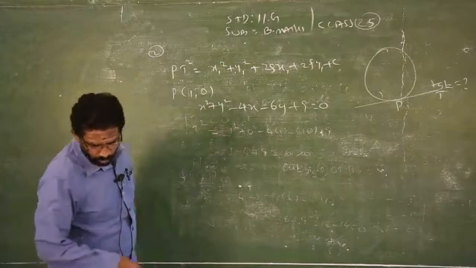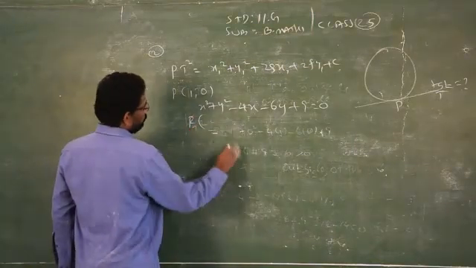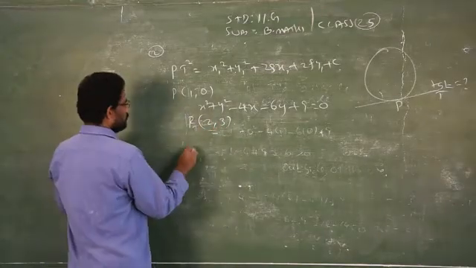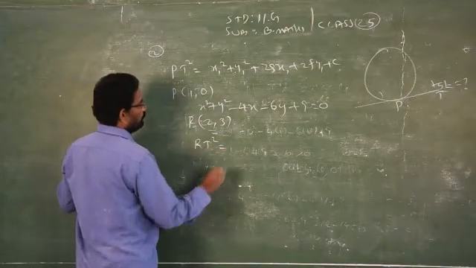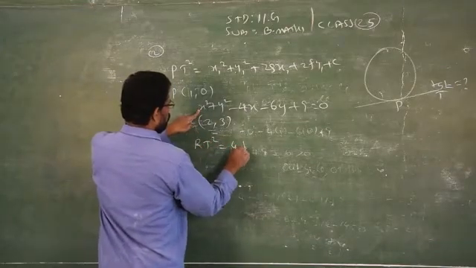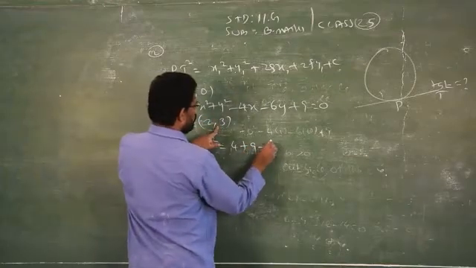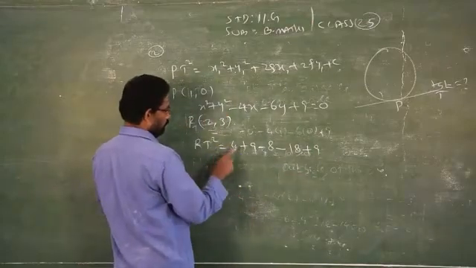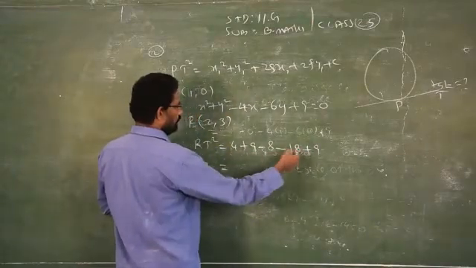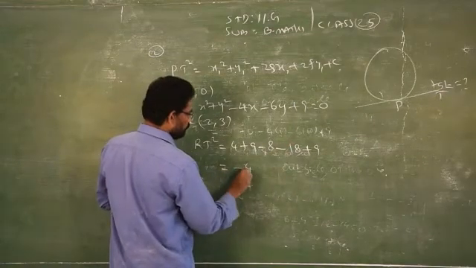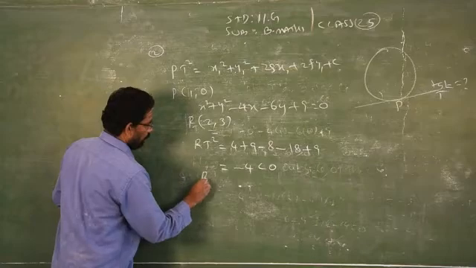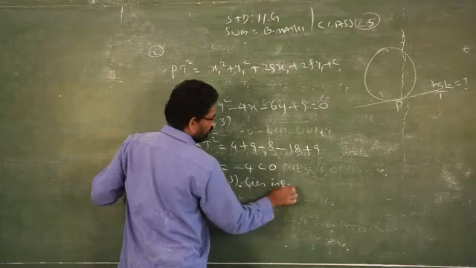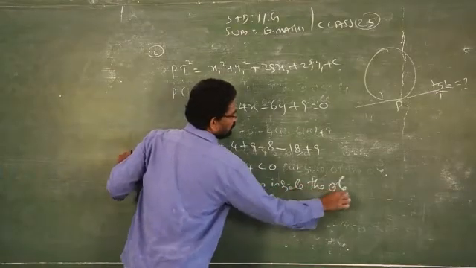the last point, that is R. R is given (2, 3), that is RT square is equal to, replace x by 2, 4, 9, 4 2s are 8, 6 3s are 18 plus 9. So simplify now, 9 plus 9, 18, 18 minus 18 will cancel, we will get minus 4 finally, it is less than 0, therefore R (2, 3) lies inside the circle. That's all.